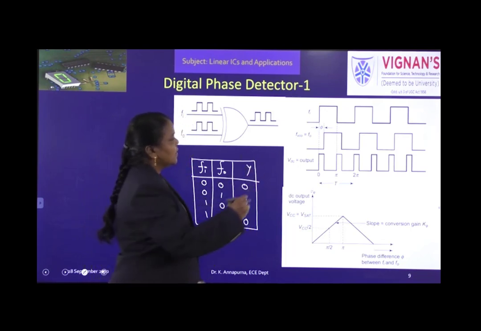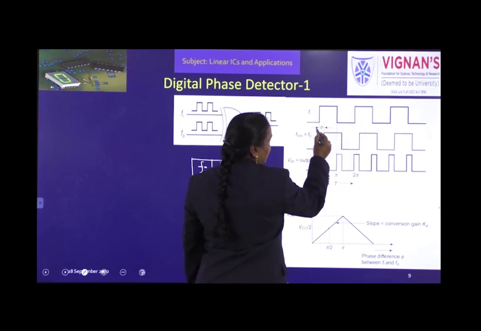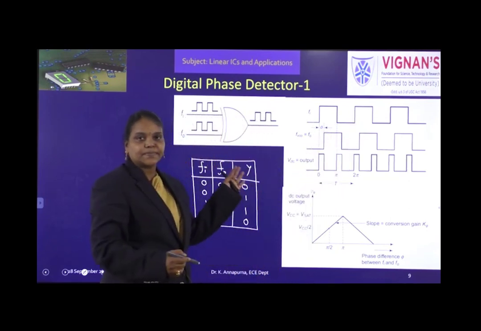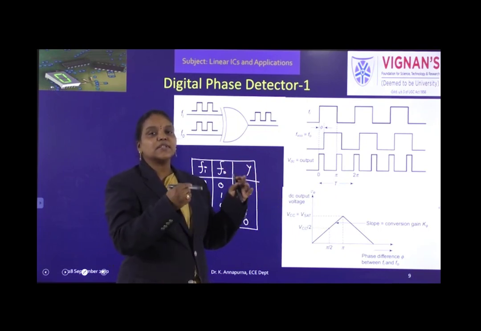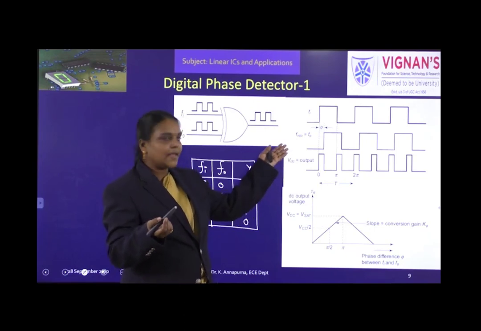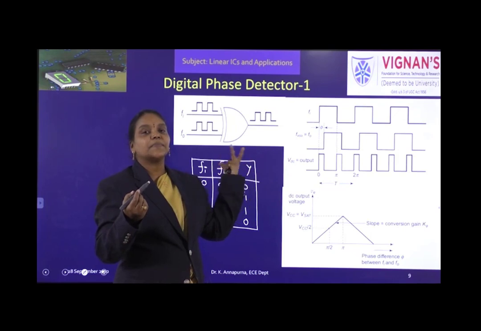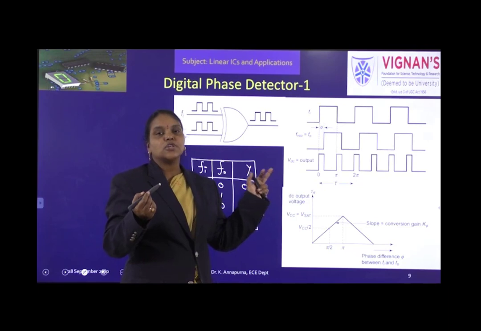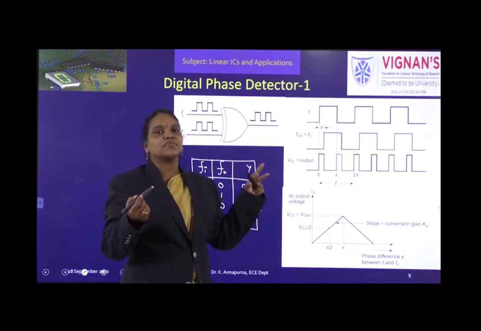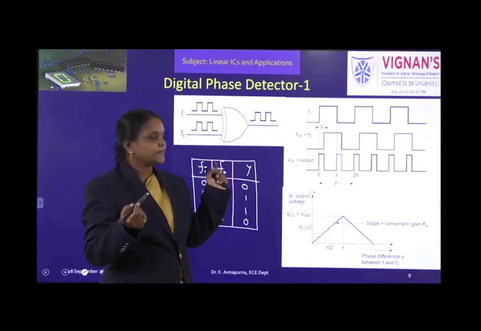So see here, it is the incoming signal and this is the VCO signal. Both are square waves. When we have to use a digital phase detector means if both signals are digital. Digital means like pulses, zeros and ones only. Whereas analog means in the previous case, what is the incoming signal? It is a sine signal. It is a continuous signal. So if the input signal is continuous, we have to go for analog phase detectors. If the input signal is digital, then we have to go for a digital phase detector.